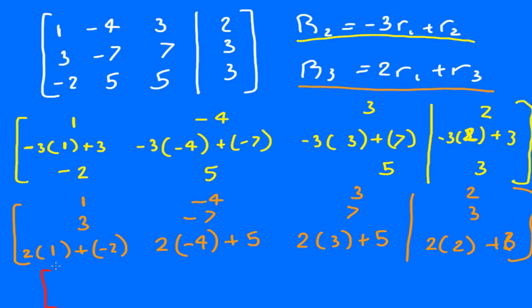It's going to be 1, 3, 0, -4, -7, and -3, and 3, 7, 11, and our 2, our 3, and our 7. And that's how you do row operations. Just practice, and practice makes perfect.